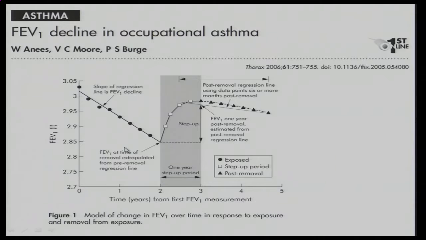But on the flip side, if you miss the diagnosis and somebody's still working and still exposed to the agent that's caused their occupational asthma, lung function will progressively decline. As you decline, asthma becomes more severe and much, much less likely to improve when you're away from work, when you've actually identified the problem and removed them from work. So the longer somebody goes on being exposed, the more lung function they lose, the more likely they are to end up with chronic lung disease as a result of it.